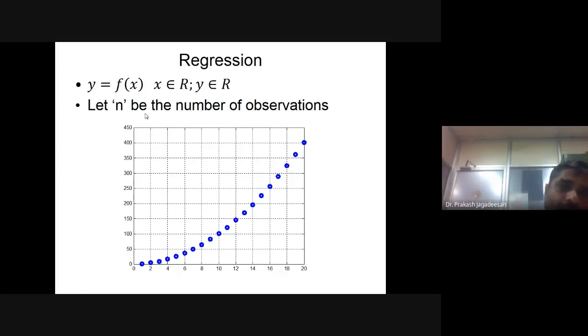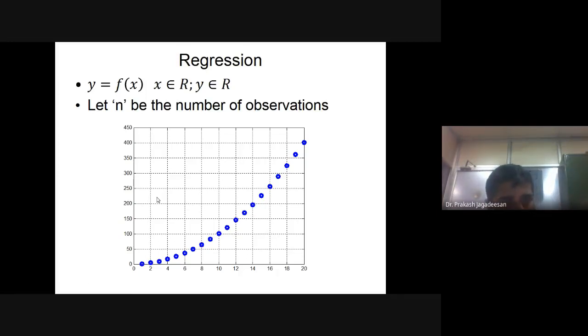And for different values of x, the corresponding values of y are also available. I'm assuming that data are not missing. No missing data, no outliers. So I'm assuming that in my presentation. And the other important thing here is the input-output data.